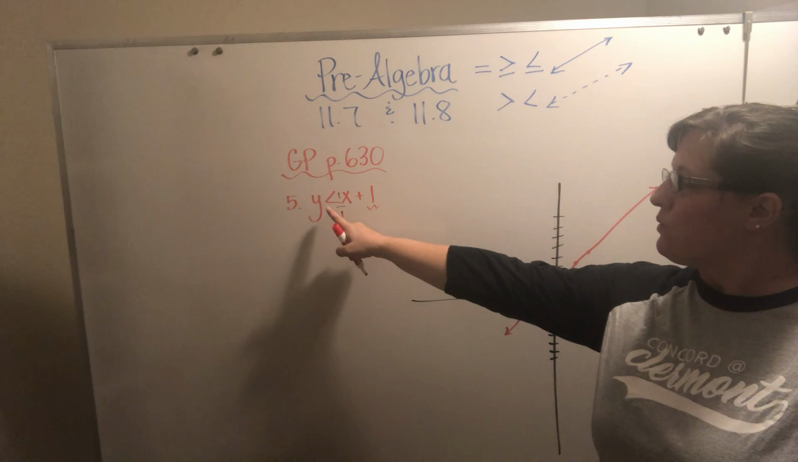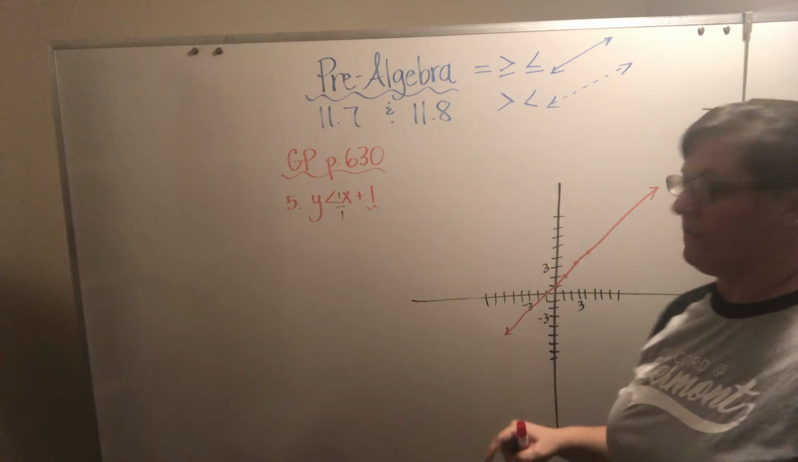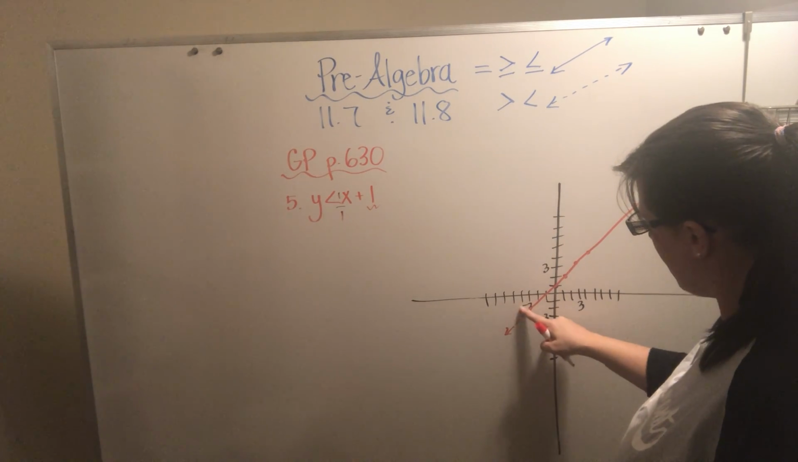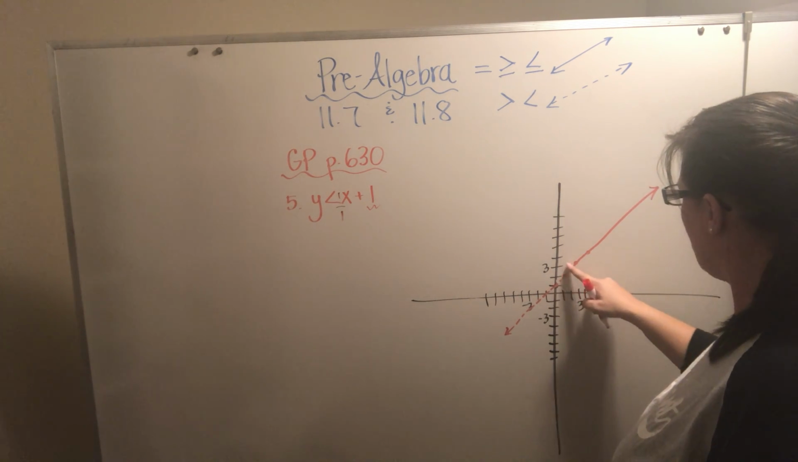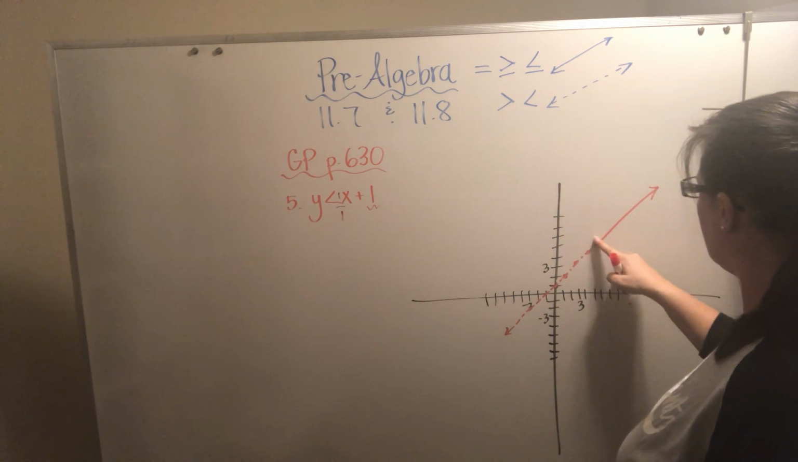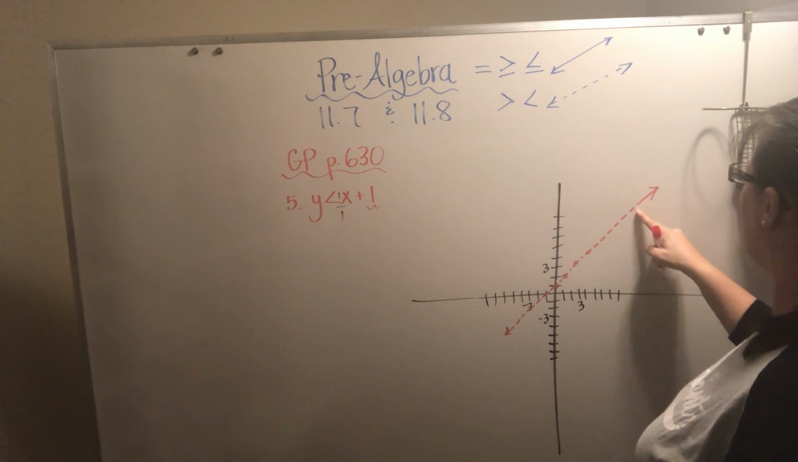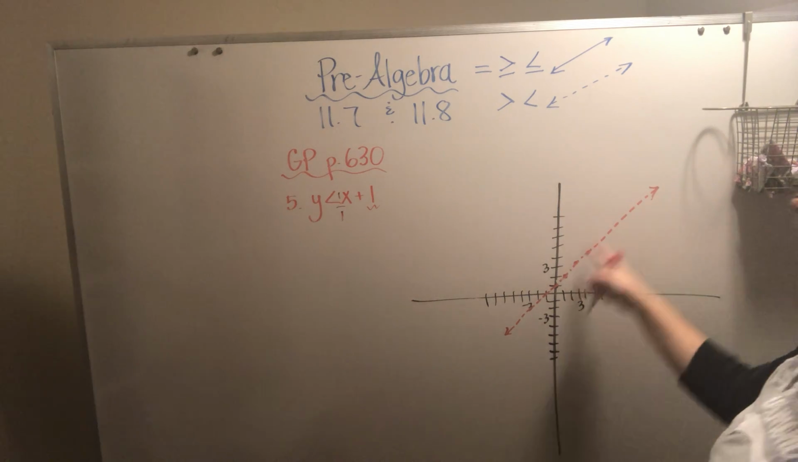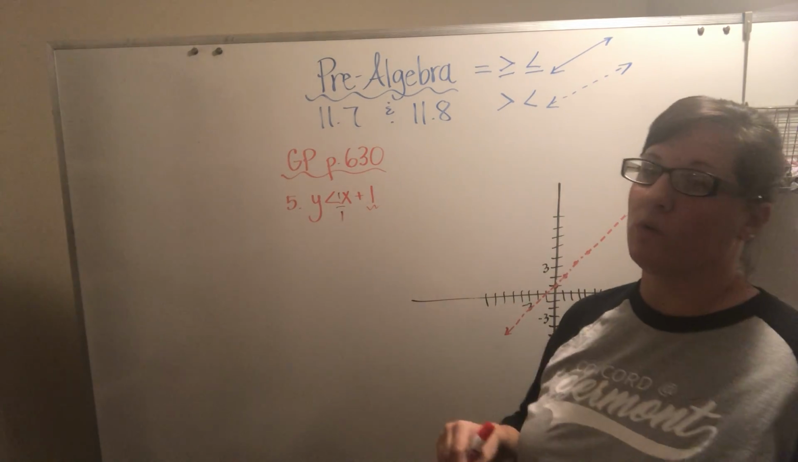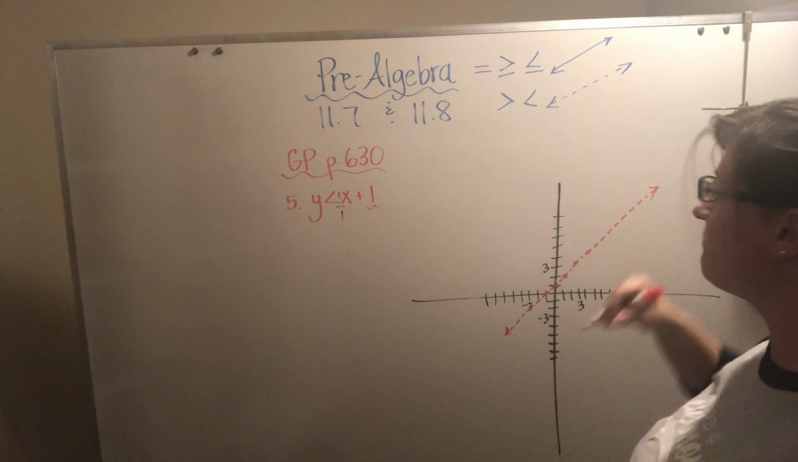Now, what I said is y is less than. So, I am going to do this really great strategy of just going back and making this a dotted line. Okay? That's my dashed line because I'm not including what works for x plus 1.